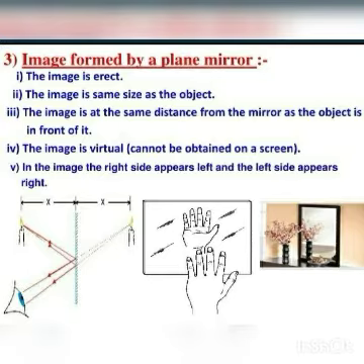The image is at the same distance from the mirror as the object is in front of it. The image is virtual, that means it cannot be obtained on a screen. In the image, the right side appearance is shown on the left and the left side appearance is shown on the right side.